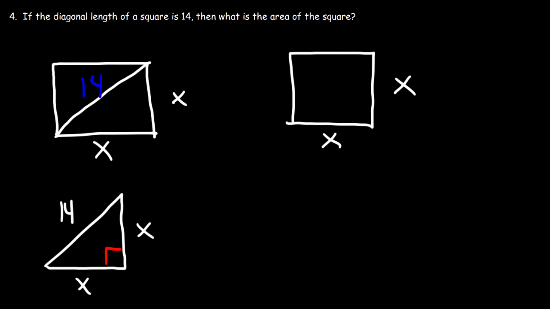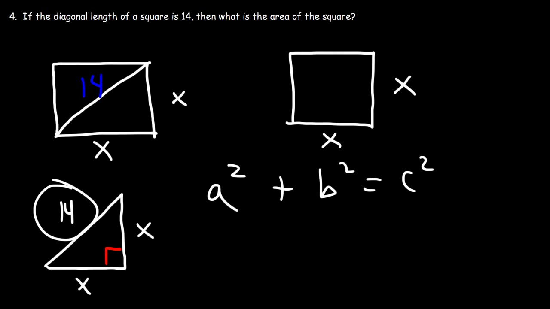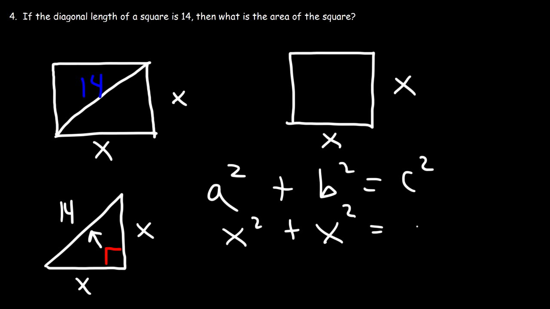There's different ways of doing this, but one technique that you can use is the Pythagorean theorem. a squared plus b squared is equal to c squared. c is the hypotenuse of the right triangle, which is the longest side, the side across the box. a and b in this case is equal to x. So we have x squared plus x squared is equal to 14 squared. So 1x squared plus 1x squared is 2x squared. Now 14 times 14, that's 196.